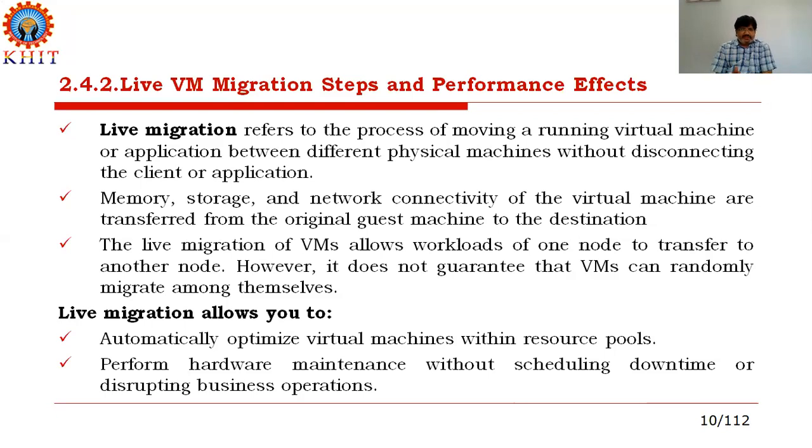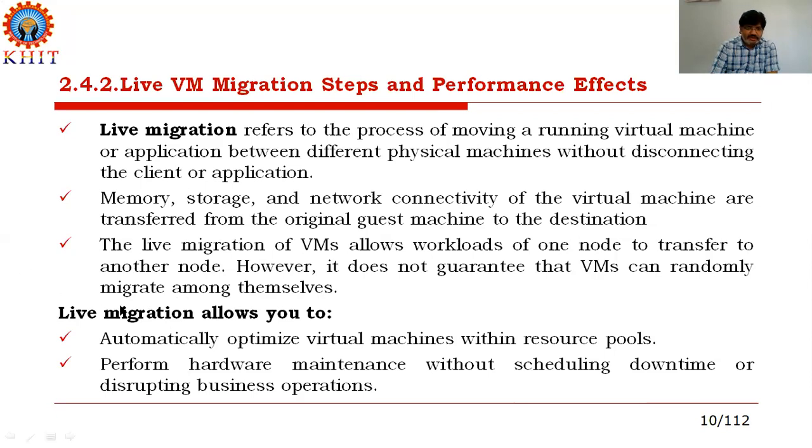So each and every virtual machine here, we want to migrate in terms of memory, in terms of storage, in terms of networking connectivity of each and every machine, transferred from one guest machine to another guest machine. So the live migration of virtual machines allows the workload of one node to be transferred to another node very easily. However, it does not guarantee that virtual machines can randomly migrate among themselves. There is no guarantee that virtual machines can randomly migrate among themselves.